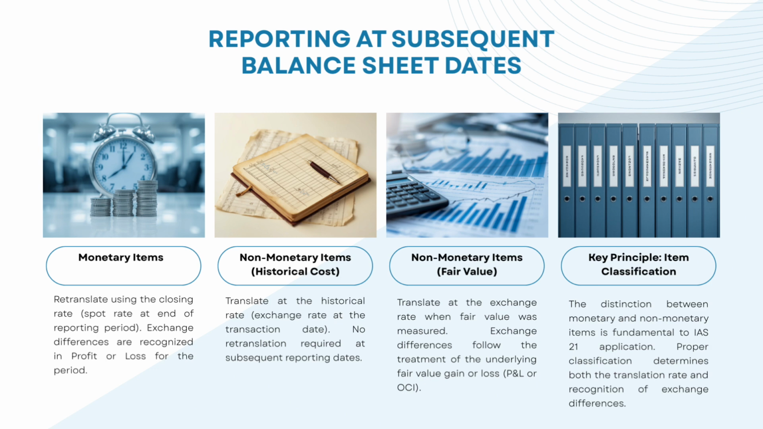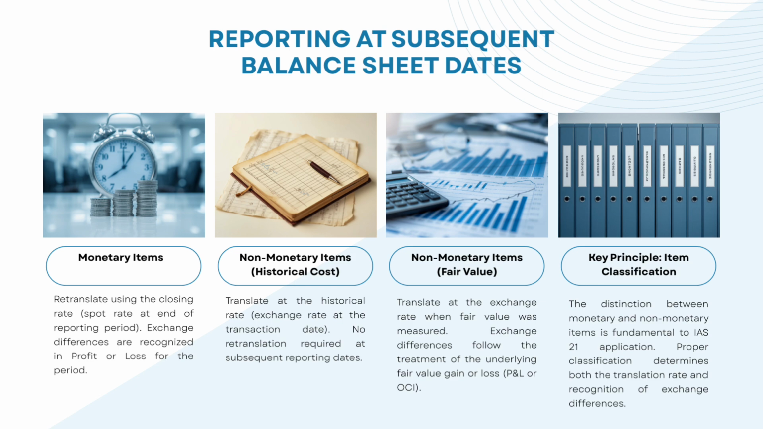At the end of every reporting period, we perform a measurement reset. Monetary items are retranslated at the closing rate. They are live exposures. Non-monetary items carried at historical cost, like your property or equipment, stay at their original transaction rate. They are locked in. However, if you carry an asset at fair value, you translate it using the rate from the day that fair value was determined.